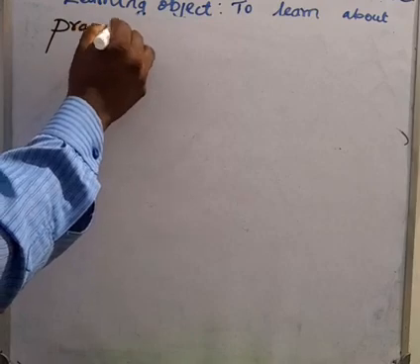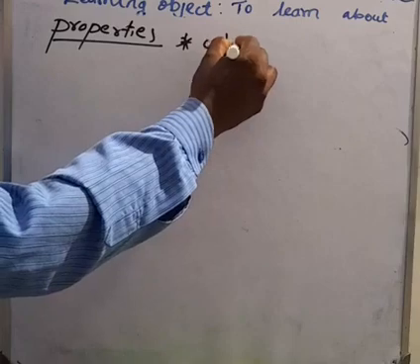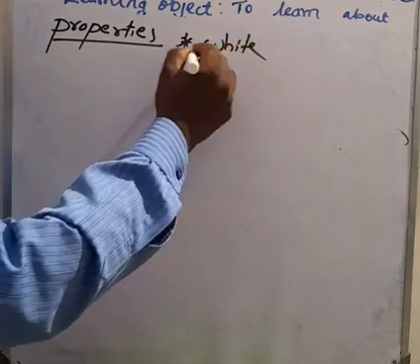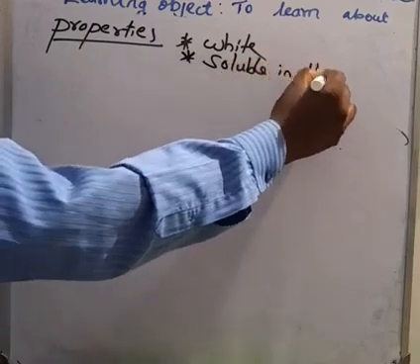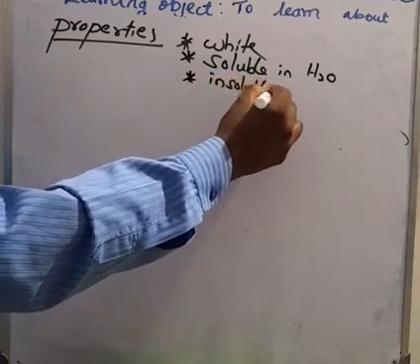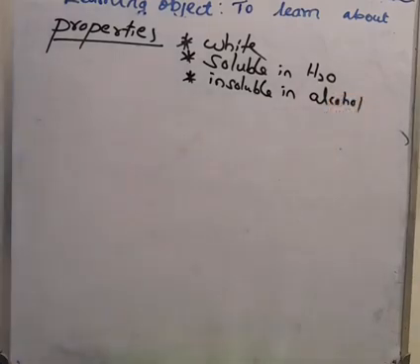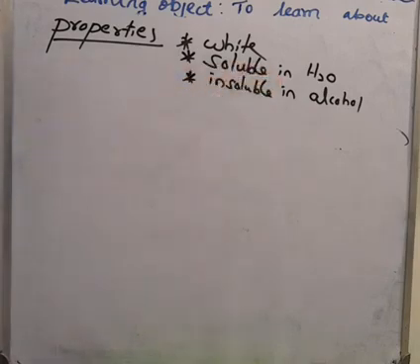Next, what are the properties of potash alum? What is the first property? It is a white crystalline solid. It is soluble in water and insoluble in alcohol. Can you understand? This potash alum is easily soluble in water, but it is insoluble in alcohol. Am I right?